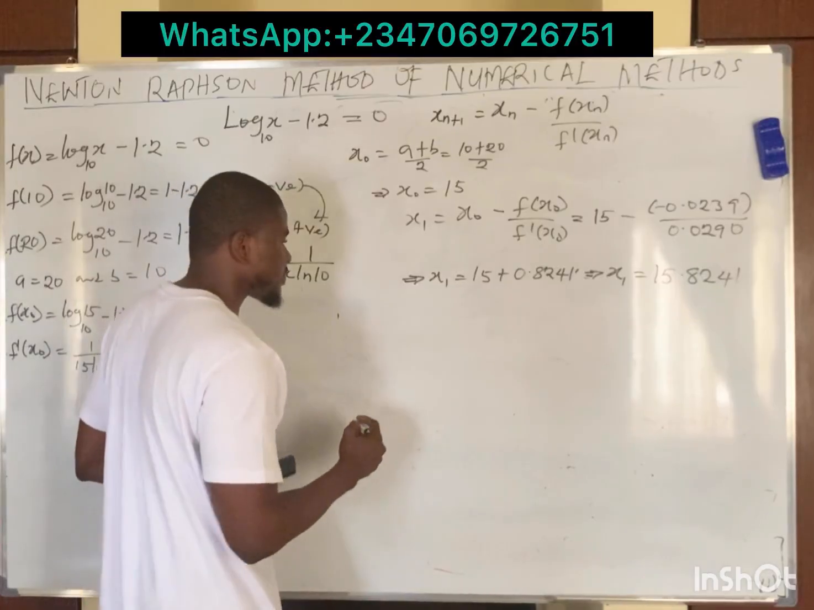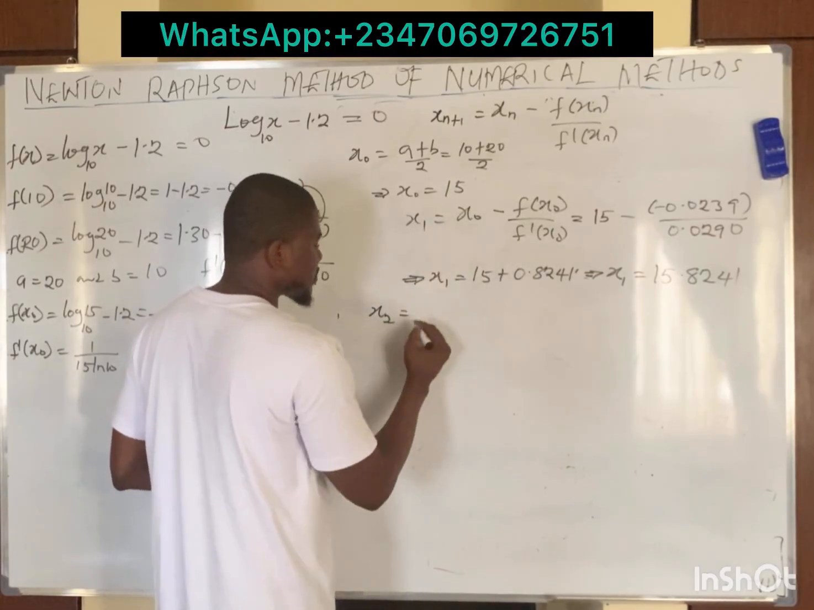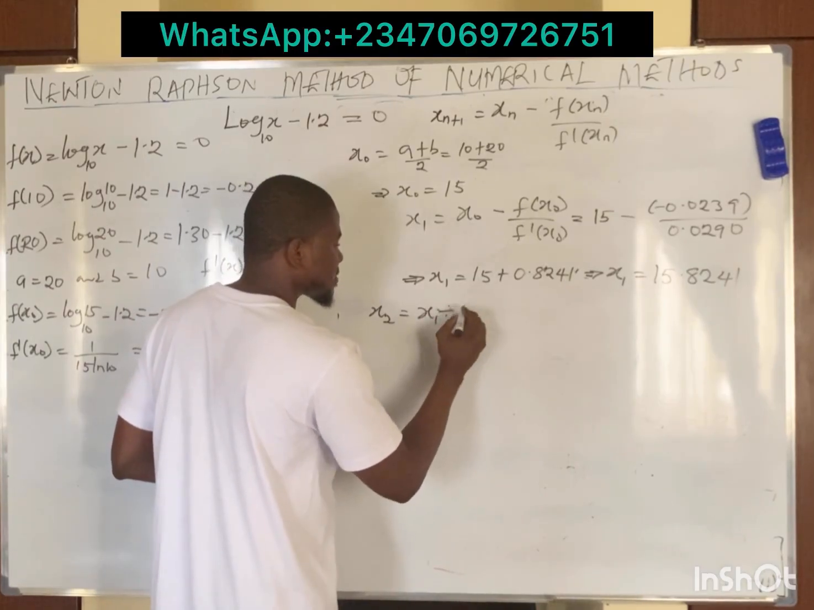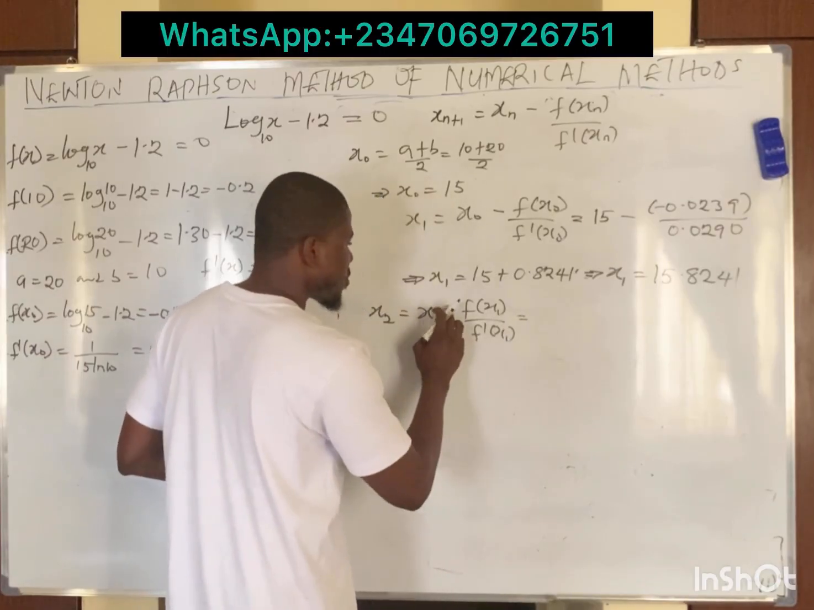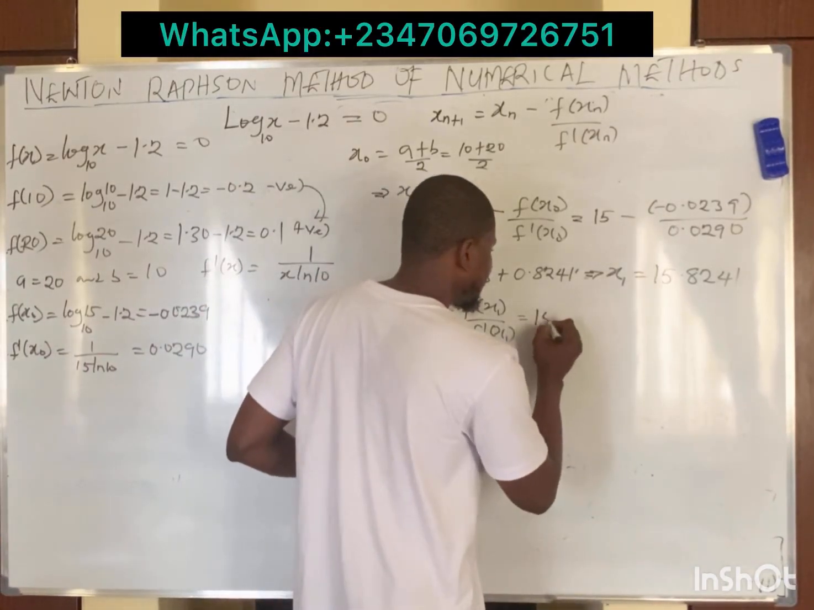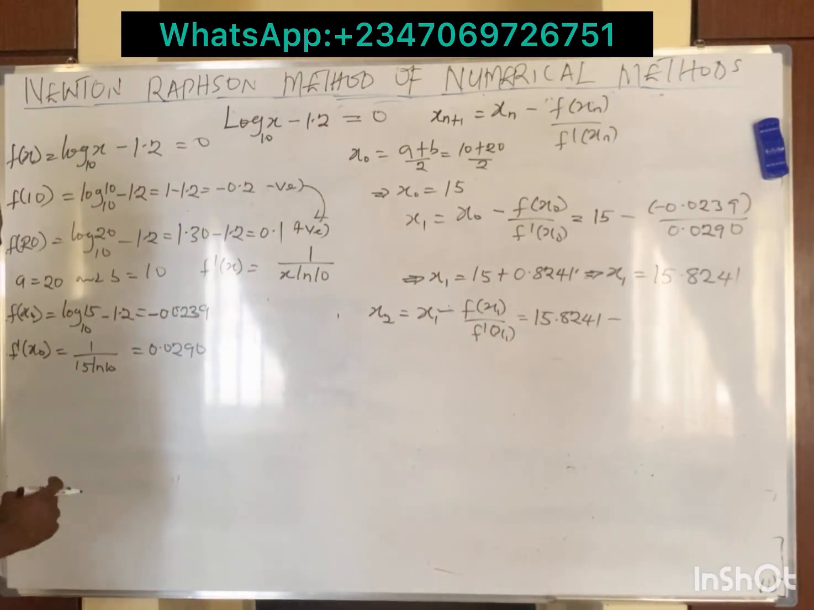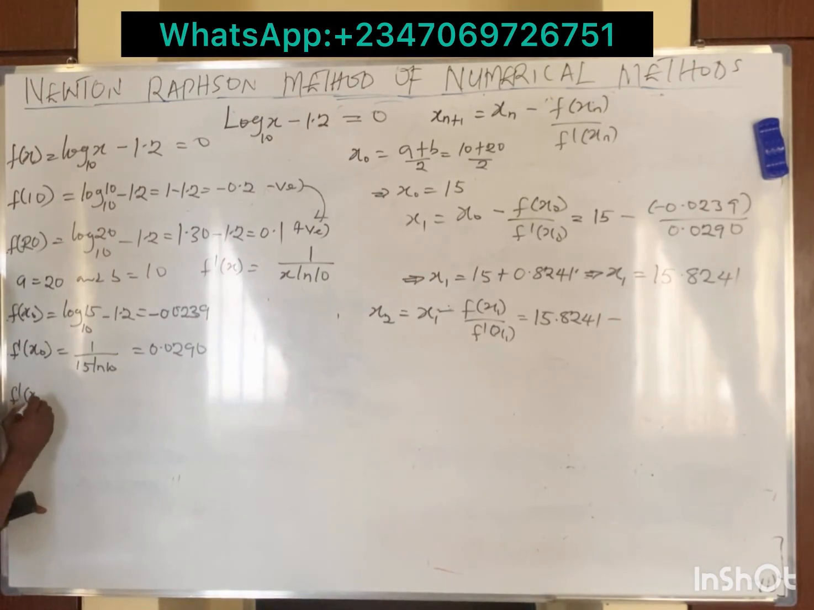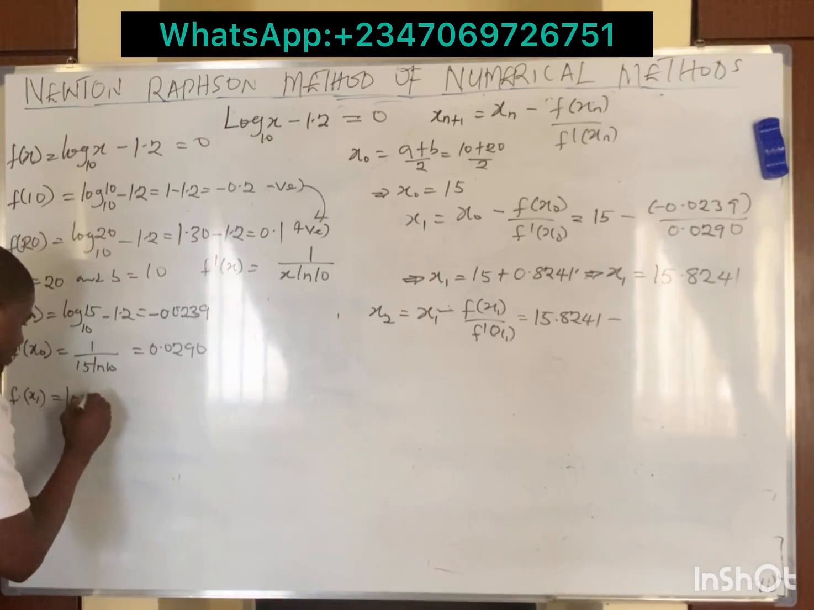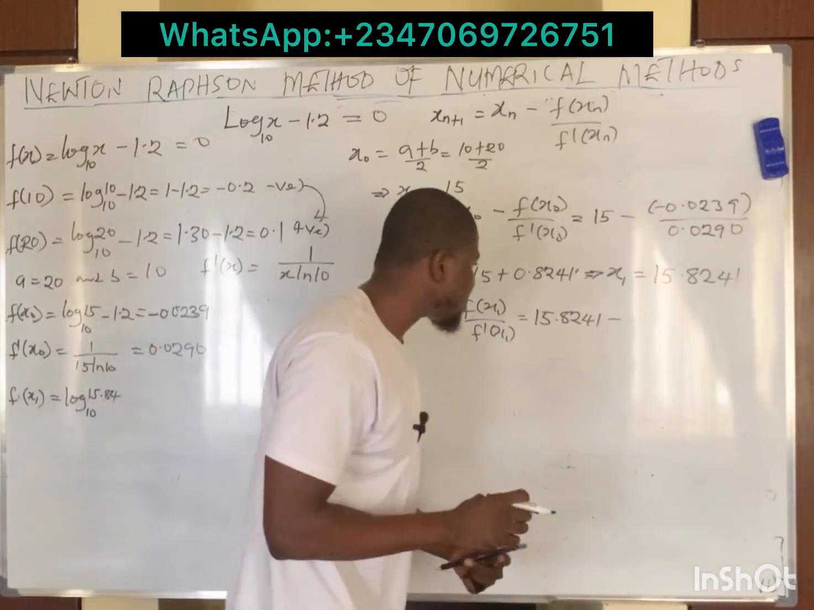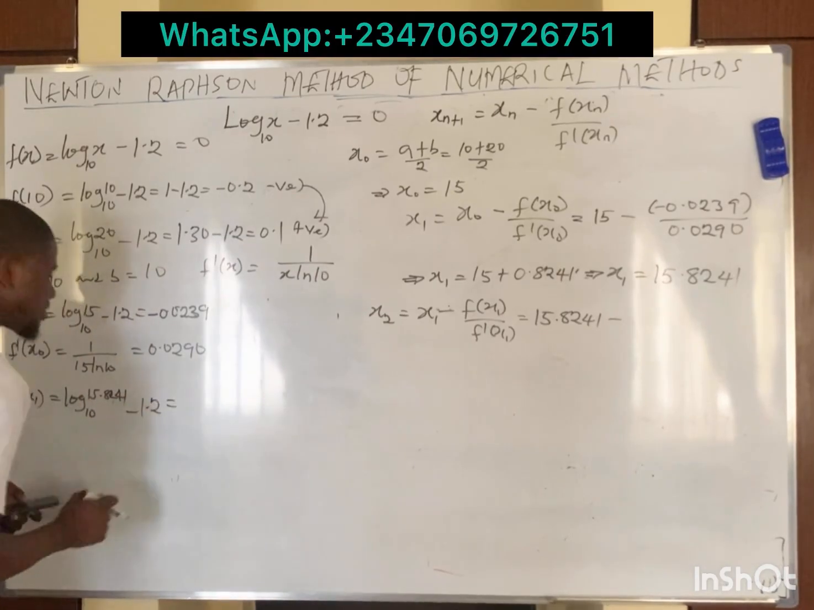Now, having found your first root, it means for the second iteration, x1 replaces x naught in the Newton Raphson formula. So that gives us x2 equal to x1 minus f of x1 all over f prime of x1. We know what x1 is, we just obtained the value 15.8241 minus, so let's find f of x1 and f prime of x1. So f of x1 simply means plugging the value of x1 into the function. The function is log x minus 1.2, so this becomes log to base 10 of 15.8241 minus 1.2.